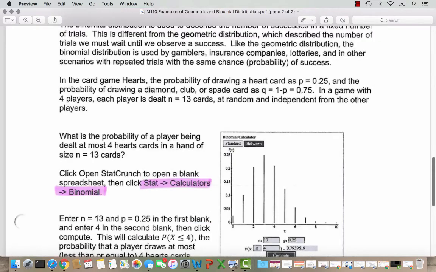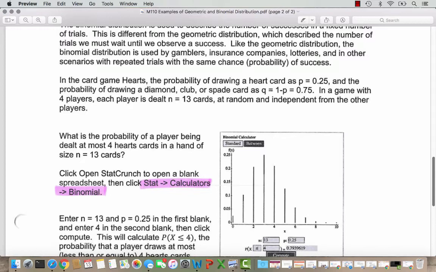So we are going to consider the game Hearts, where the probability of drawing a heart card is 25%, or P equals 0.25, and the probability of drawing a diamond, club, or spade is, we call it Q, or 1 minus P, or 0.75. And we can verify P and Q always add back up to 1 or 100%. In a game with 4 players, each player is dealt N equals 13 cards at random, and then we assume independent from the other players. If there's some relationship in how the cards are dealt, then we couldn't do any of these calculations.